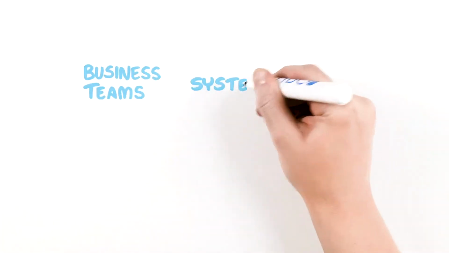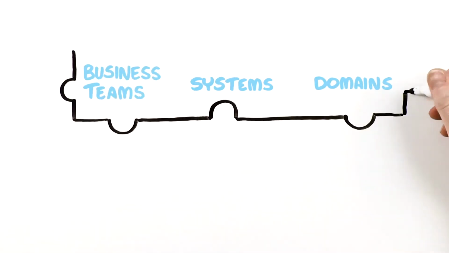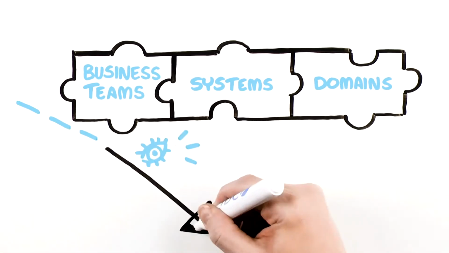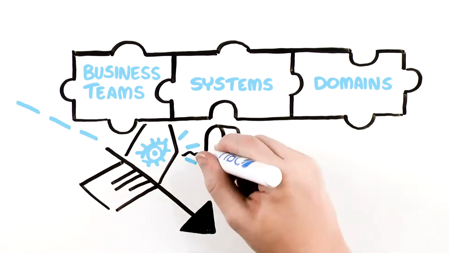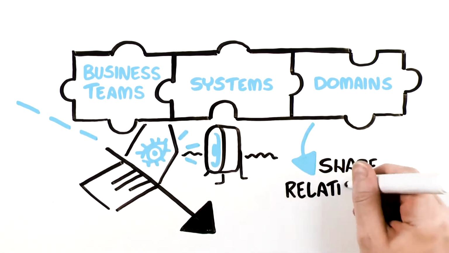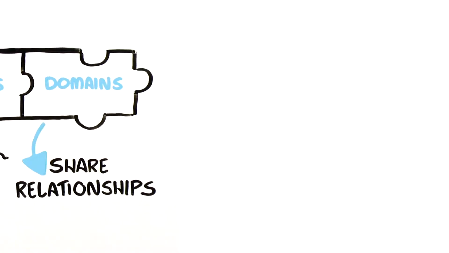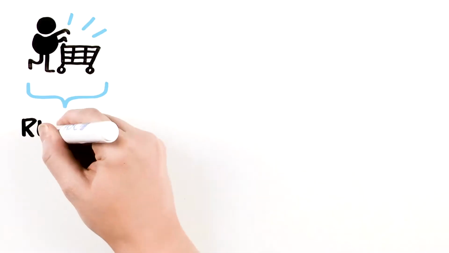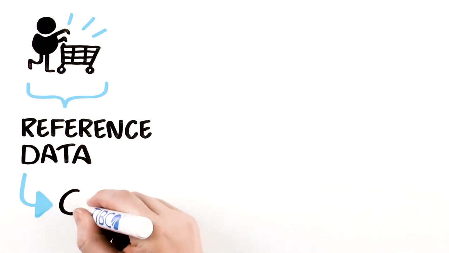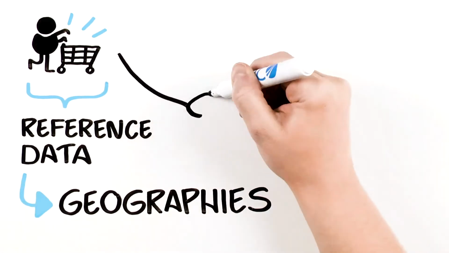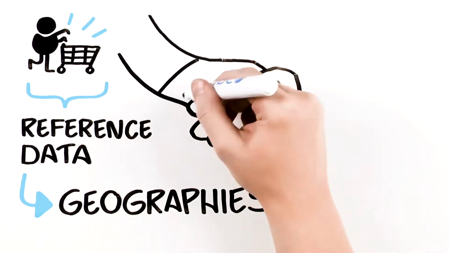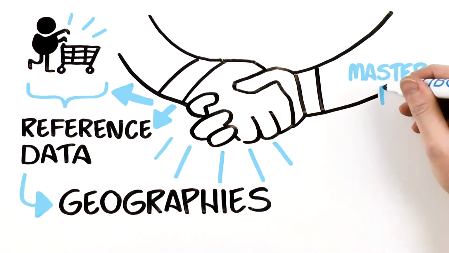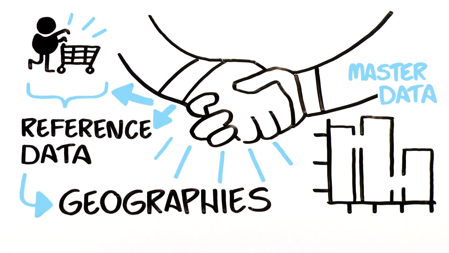But what if we look at all these business teams, systems, and domains together? What we notice is that a siloed product or customer-centric view misses the fact that the domains share relationships or connections. Customers are connected to products, and products and customers have shared connections to reference data, such as geographies. The relationships that connect these domains to each other and to other reference data is the reason we, at TIBCO, think of master data as a network graph.